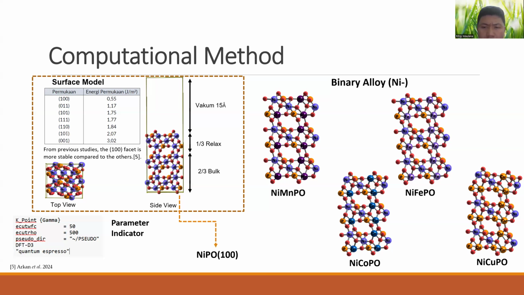The system was relaxed until the forces on each atom were less than 0.0225 electron volt per Angstrom. For molecular calculations, a cubic cell of 30 Angstrom times 30 Angstrom times 30 Angstrom was used, with calculations conducted at the gamma point.